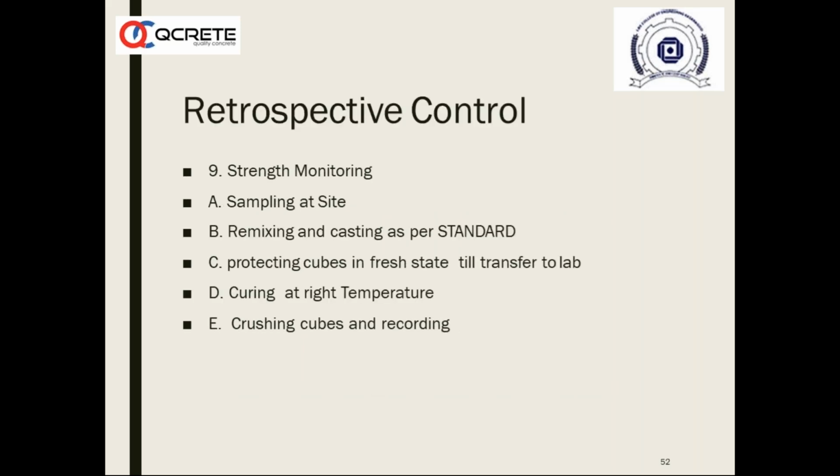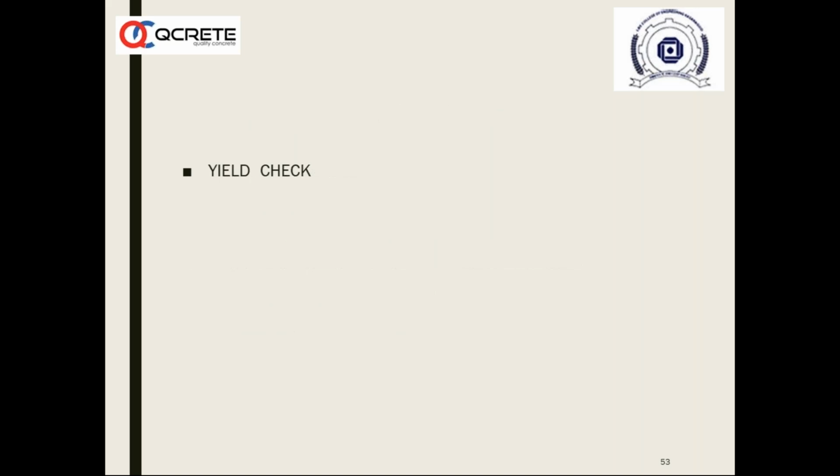Retrospective control: strength monitoring, sampling at site, remixing and casting as per standard, protecting cubes in fresh state till transfer to lab, curing at the right temperature, crushing cubes and recording. All these are part of retrospective control.